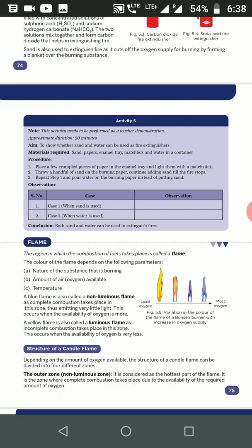Now the structure of a candle. In the structure of a candle, we divide the flame into three parts. One is the outer zone, which is called the blue, non-luminous zone. It is the hottest part of the flame, where complete combustion takes place due to the availability of the maximum amount of oxygen. The second part is the yellow or luminous zone.